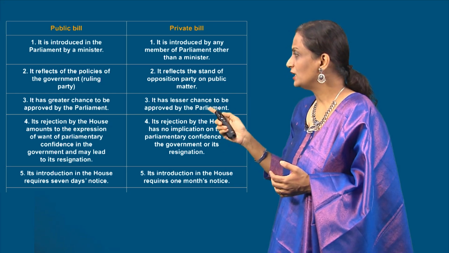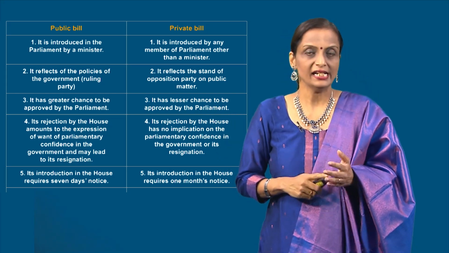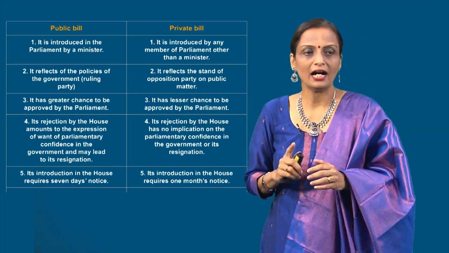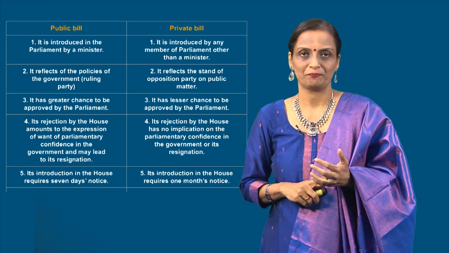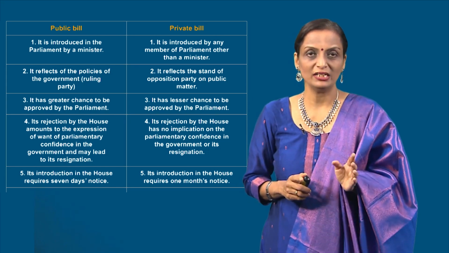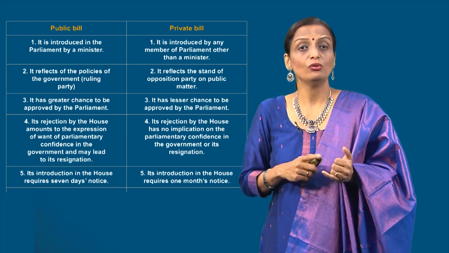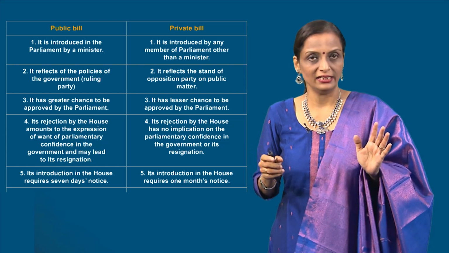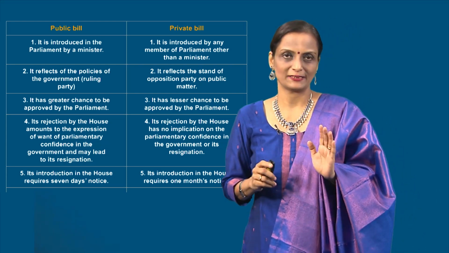Finally, its introduction in the House requires 7 days notice. Okay? It requires 7 days notice, whereas the introduction of a private bill in the House requires at least 1 month's notice. The difference between the private and the public bill is that in the public bill you need 7 days notice, as far as the private bill is concerned you need nearly 1 month notice. So, you can understand very clearly the public bill and the private bill.